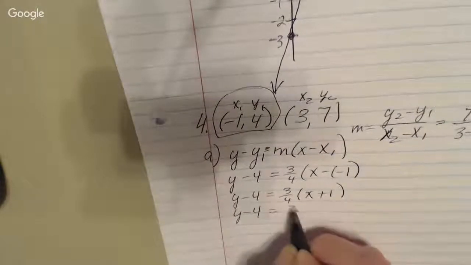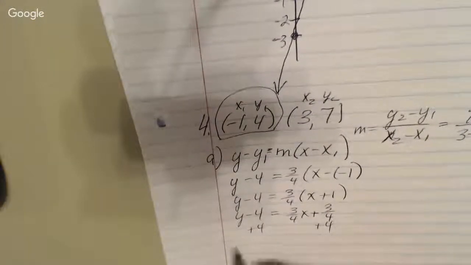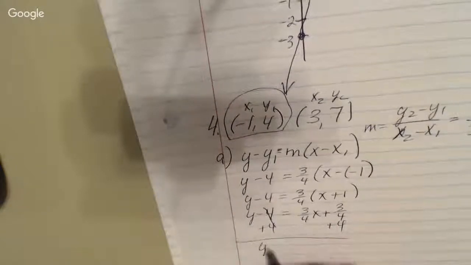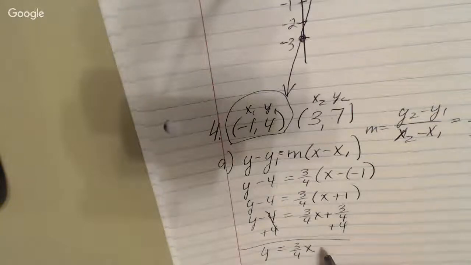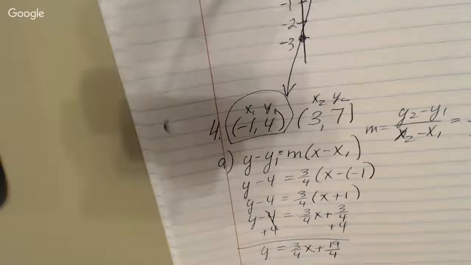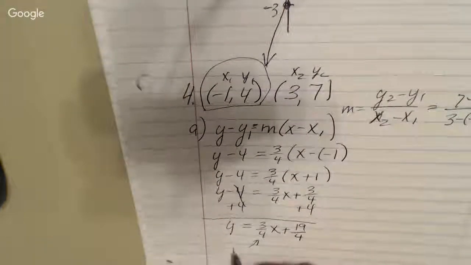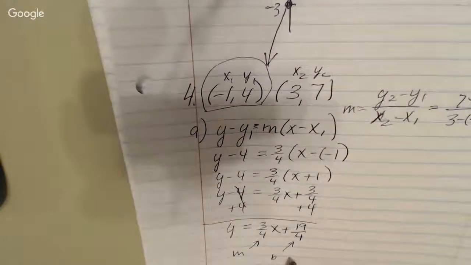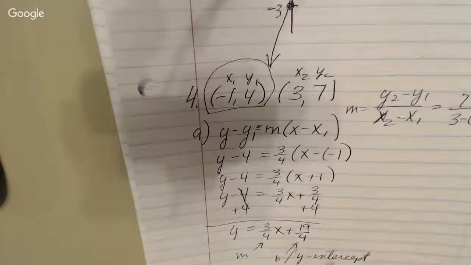I'm going to distribute. And now I'm going to add 4. You can do that in your calculator or by hand, but your equation becomes y = 3/4 x + 19/4. So that's the equation of that line. The B part says, what is the slope and the y-intercept? Well, we just found it in slope-intercept form, so there's your slope right there. That's slope. And that's your b, or your y-intercept. So that's the answers for B.